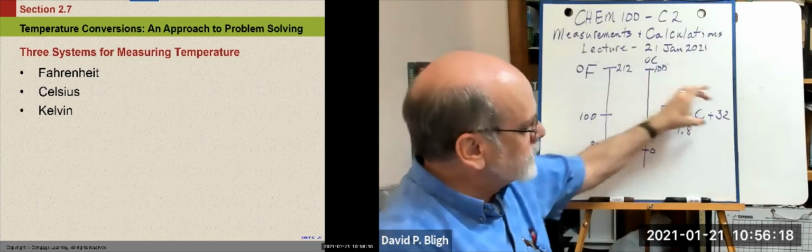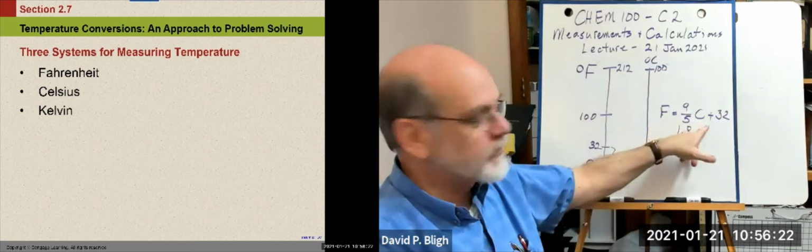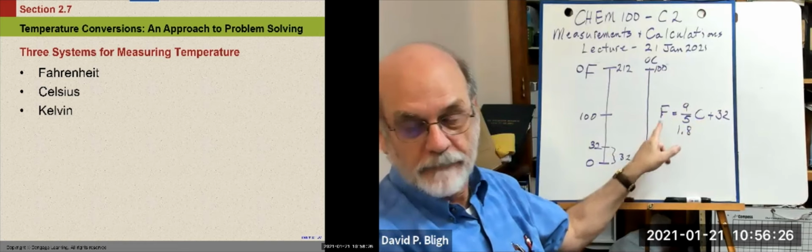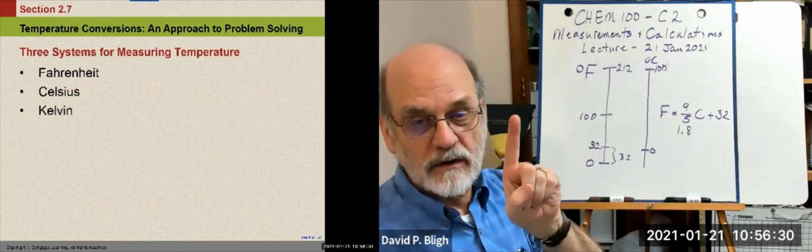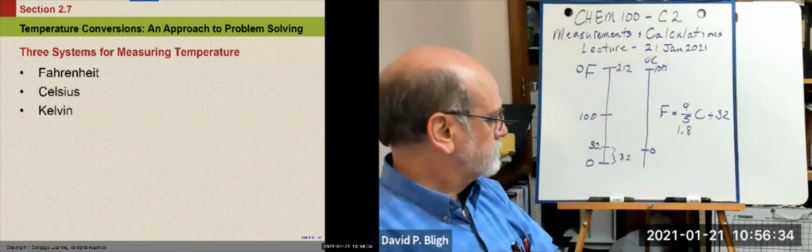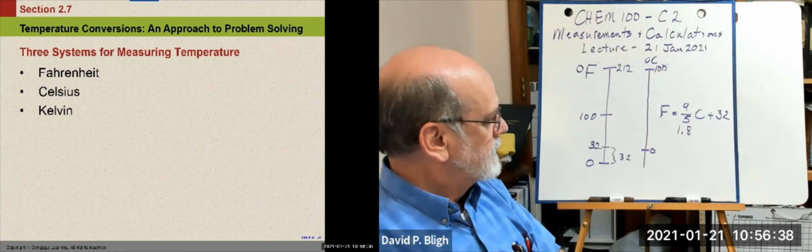And once you know this conversion, you can go backwards and forwards. If you know that one, you can solve for that one. If you know this one, you can solve for that one. That's the nature of an algebraic expression. If you have one unknown, you can always solve for it. Okay.